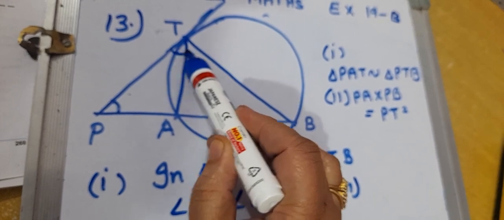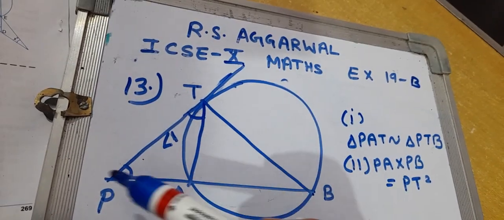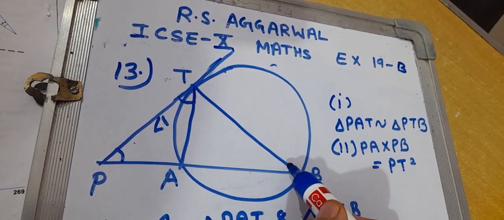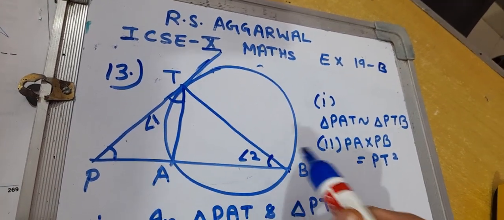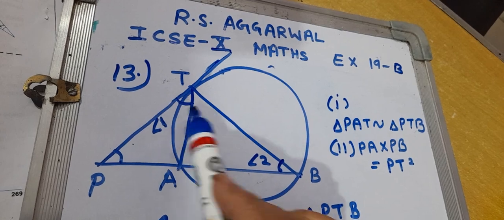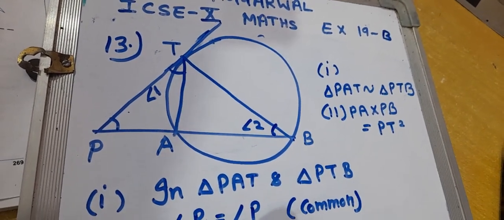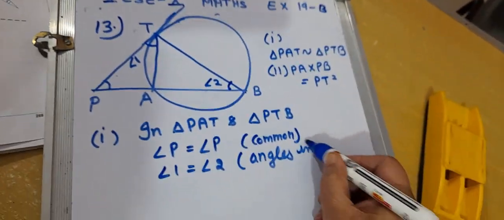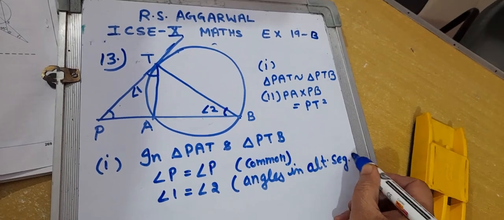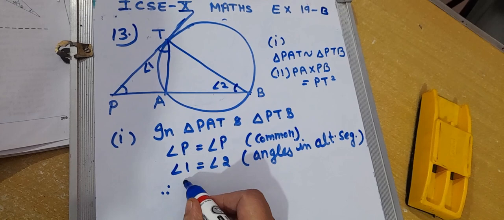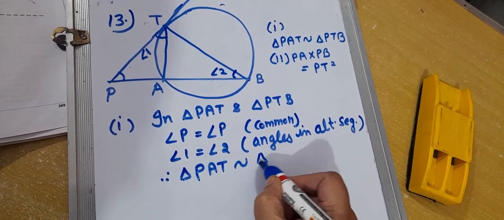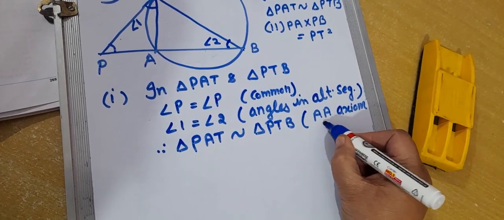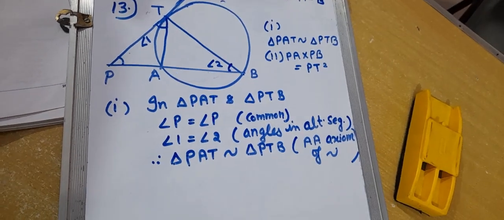Just see this angle. Let me take this angle as angle 1. Angle 1 is between tangent PT and chord TA. So it will be equal to angle TBA. I am marking this angle 2. Angle 1 is between chord and tangent. This will be equal to the opposite interior angle, that is angle 2. So angle 1 is equal to angle 2, angles in alternate segment. Now two angles are equal, therefore triangle PAT is similar to triangle PTB by AA axiom of similarity. So the first part we have proved.